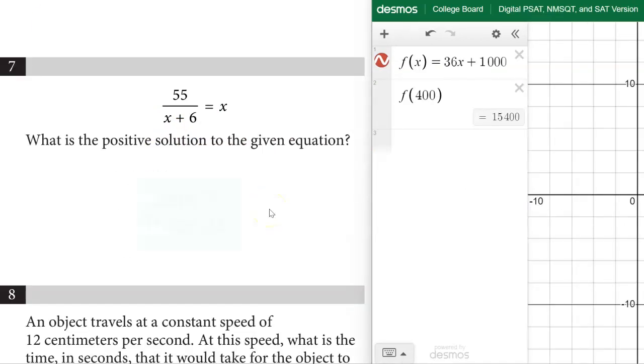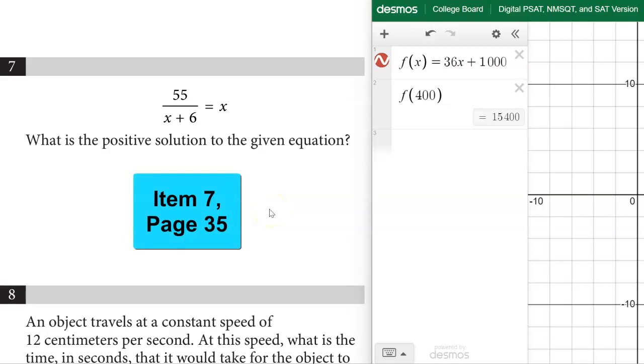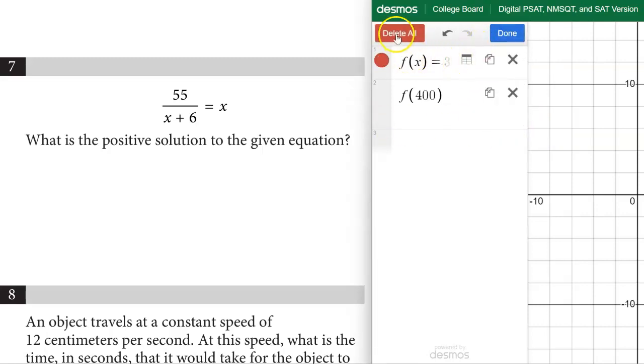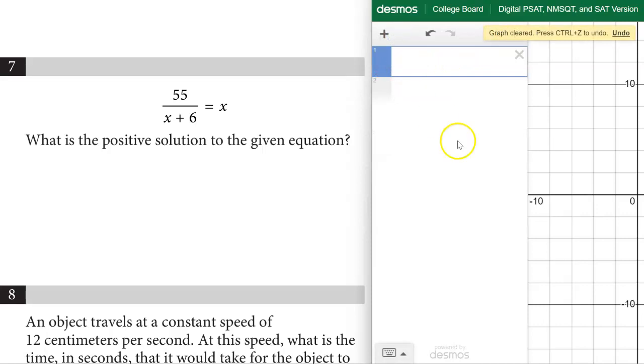The next item we're looking at is item number 7, and that is located on the same page, page 35. But before we start that item, I want to show you how to clear this so that you get a calculator that looks exactly like the last problem. And you'll click on this gear here and delete all, and now your calculator is back to the way that it was. The question is, what is the positive solution to this given equation?